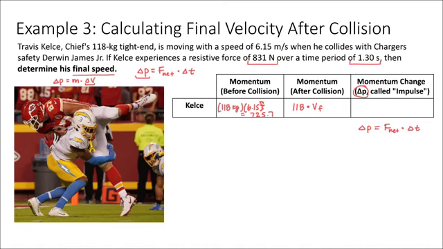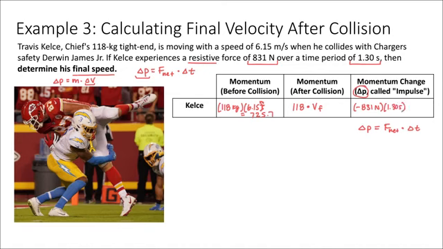So I'll plug in the values I was given. I'm told that this is a resistive force, and I know that in this scenario, this football player that is tackling Kelce is going to push against him. And so I know that this is going to be a negative 831 newtons. And again, the negative is just indicating that it's the opposite sign of his initial velocity. So in other words, this force is trying to slow him down or stop him. And so that will be negative 831 newtons multiplied by 1.30 seconds.